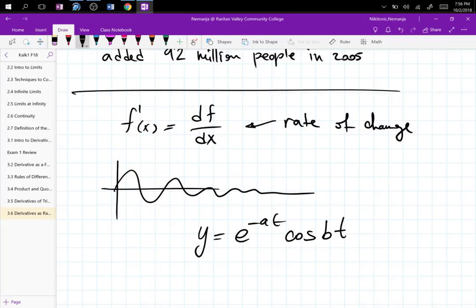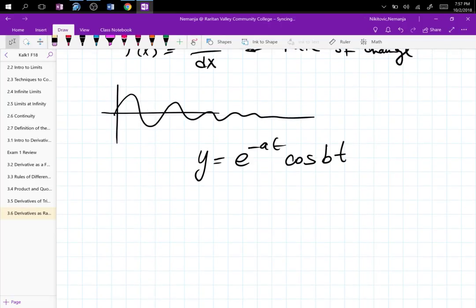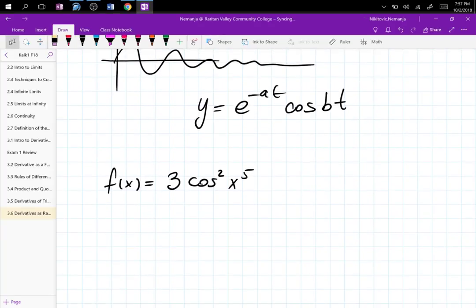Review function composition so that you are able to understand what happens when you take the derivative of it. Otherwise, it's going to be very confusing. You have to be able to decompose the function like this, meaning, and this is again next class, so I'm giving you a heads up, you have 2 days to review. If you have f of x given as 3 cosine squared x to the 5, you have to say that you have three functions there.